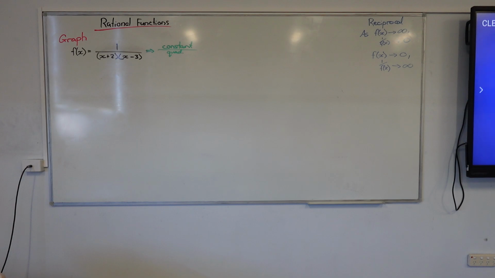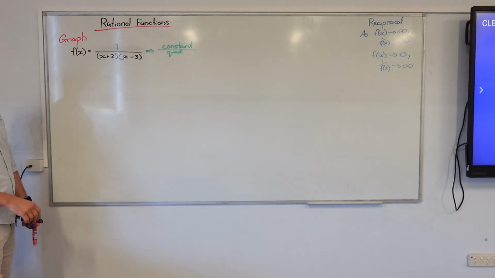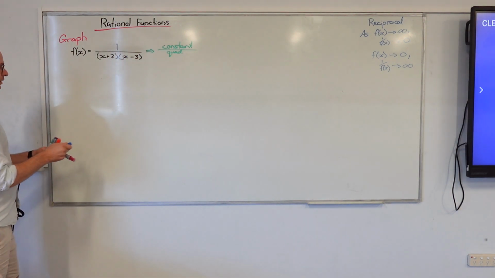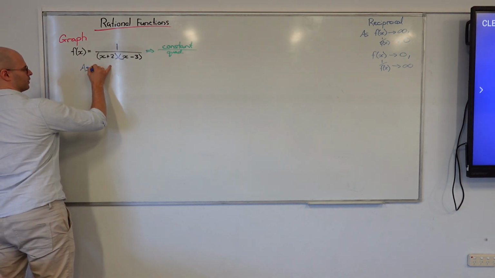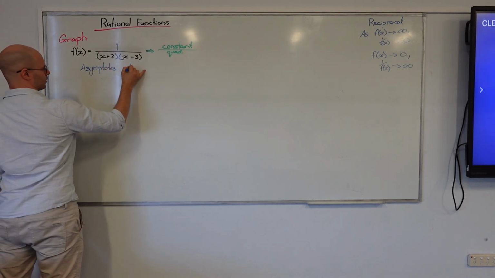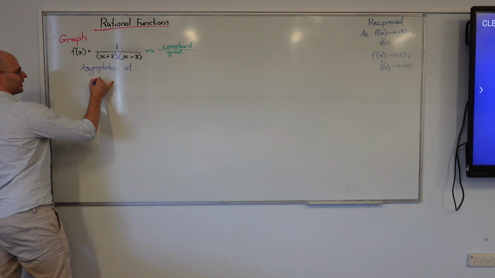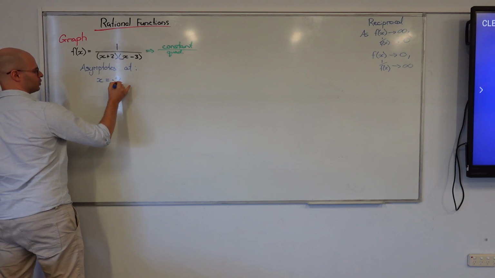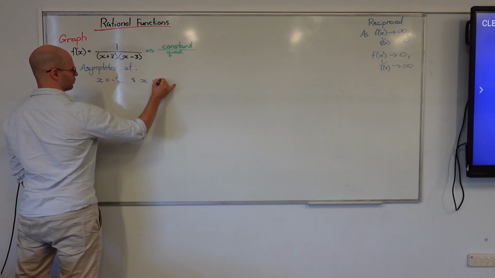Yeah. Okay. What would you look for? Asymptotes. What are our asymptotes going to be here? For the x, it's going to be -2 and 3. There's no factorable. Okay, it's going to be at x equals -2 and x equals 3.